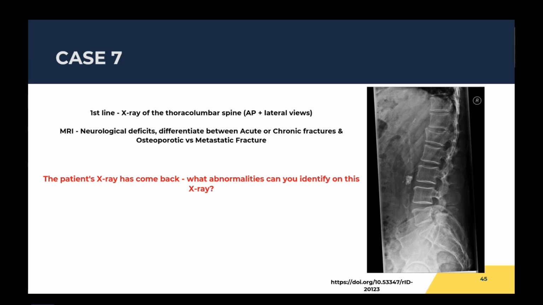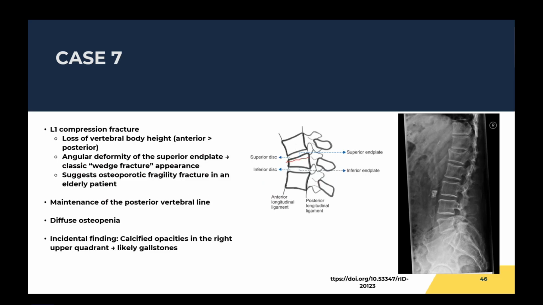So the patient's X-ray has come back. What abnormalities can you identify on this X-ray? L1 wedge fracture. Yeah, that's correct. So if I just go through the answer, yeah, loss of vertebral height, yeah.